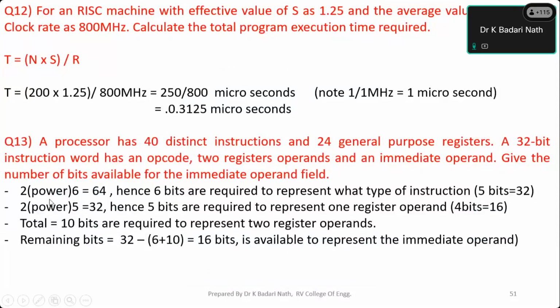So you can just read that: 2 power 6 is 64, so 6 bits for the opcode, 5 bits for each register, so totally 10 bits for the two register operands. 32 minus 16 leaves 16 bits available to represent the immediate operand. So questions like this you should analyze. What is the requirement? What is supposed to be done?